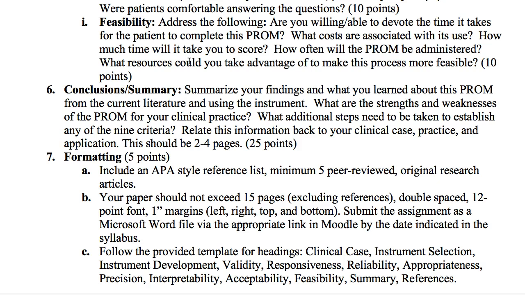This is one of the areas that I've changed and added in this assignment. I want it to be more practical to you. What did you learn about this particular PROM? How can you apply it? What's good with it? What's not so good? How can this affect your clinical practice? So this is really the personal application section, your conclusion and summary.